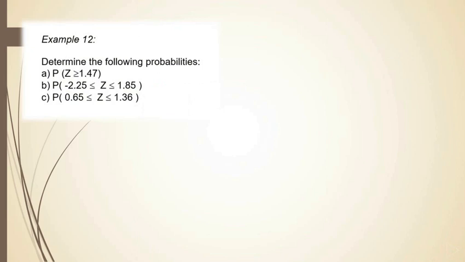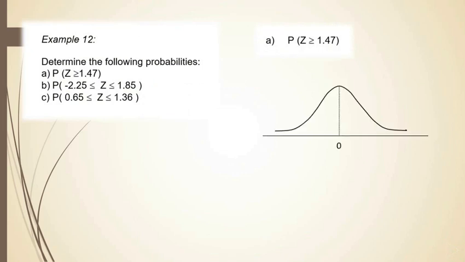In example 12, we want to determine all these probabilities for Z. For part A, we want to find the probability that Z is greater or equals to 1.47. If we sketch this probability in diagram form, 1.47 is on the right of 0, and the area involved is more than 1.47. So this is the area that we need to find for the probability needed.